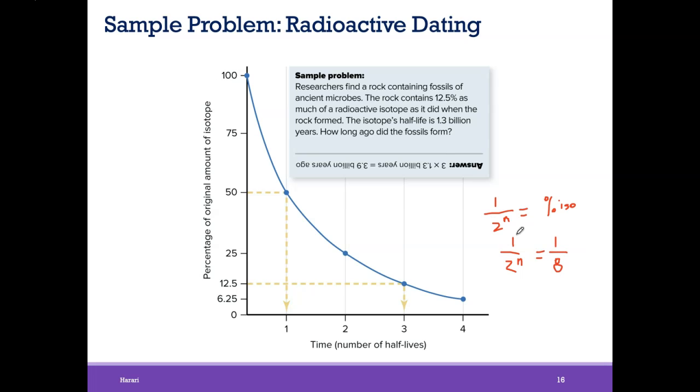Now we can solve for n, and that tells us the number of half-lives. And n must be 3 to solve this, right? 2 cubed, 2 times 2 times 2 equals 8. So n equals 3. And that is basically our answer. It's 3 half-lives that have passed since this fossil was alive.